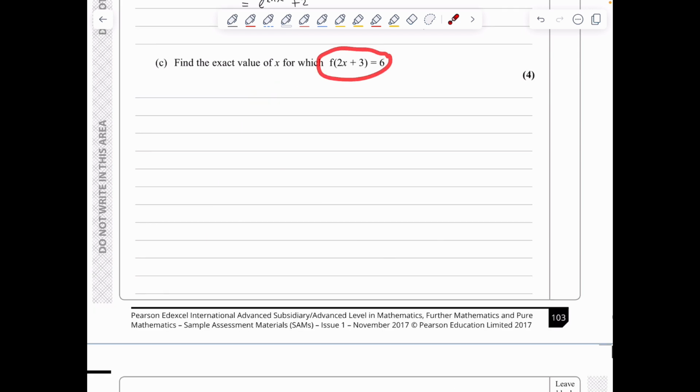So f of 2x plus 3 is simply e to the 2x plus 3 plus 2 is equal to 6. So we're looking at e to the 2x plus 3 is equal to 4. I will take ln of both sides to get 2x plus 3 is equal to ln 4, and therefore 2x is equal to negative 3 plus ln 4. If I divide throughout by 2, I get x to be minus 3 plus ln 4 divided by 2, which is my final exact answer for x.